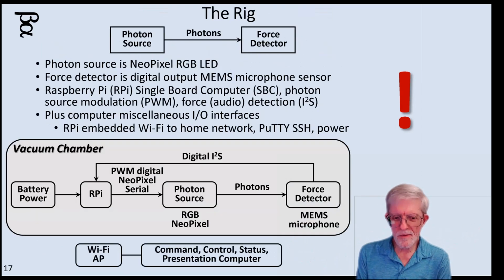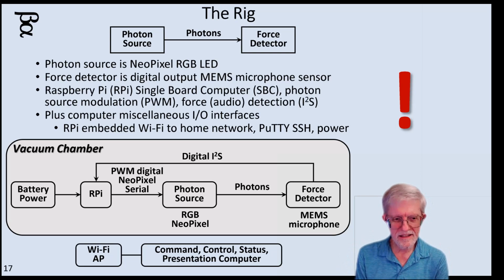So here's the rig. I have the parts for the rig. I haven't assembled it all yet and fired it up, but I've done this sort of measuring in the past. The source of the photons is a NeoPixel RGB LED. I can adjust the colors. And the force detector is our MEMS microphone sensor. And I'm going to be using one of my favorite Raspberry Pi single board computers to modulate the signal and to detect the audio force, and then be able to produce the results.